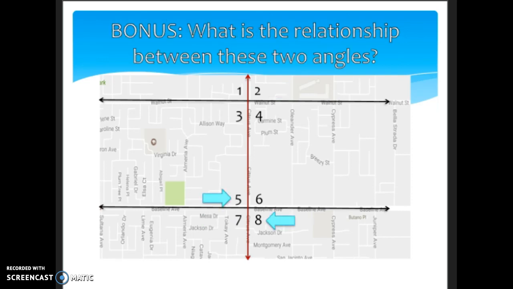Bonus question, what is the relationship between these two angles? Note that these were not covered in the slideshow, but you should be familiar with these types of angles.